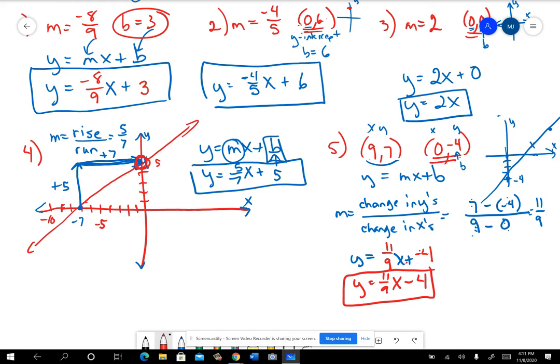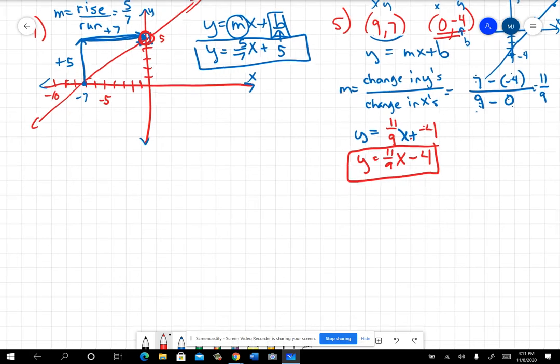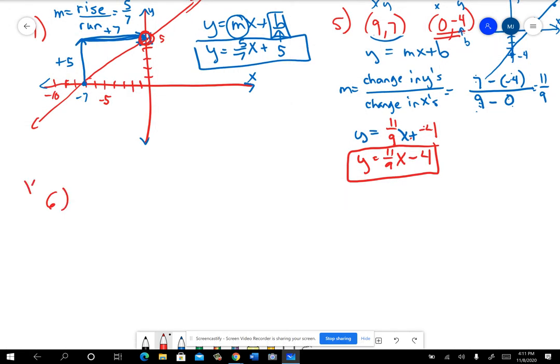All right. Now, the most important problem on this sheet that you need to know, put an asterisk by it, is number 6. Okay. So here's number 6. Put an asterisk by it. Got to know how to do that. Okay. You're looking to write the equation of the line passing through the point (-9, 5), and it has the slope of -5.